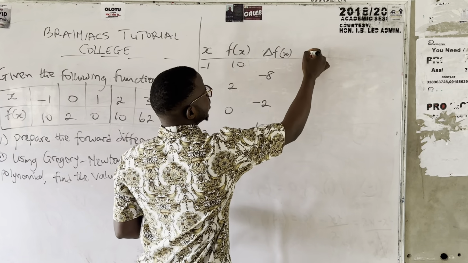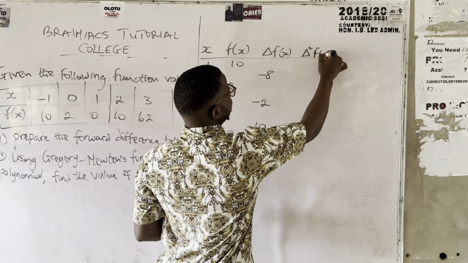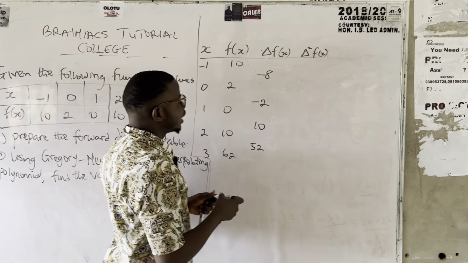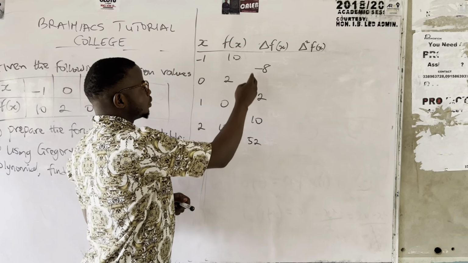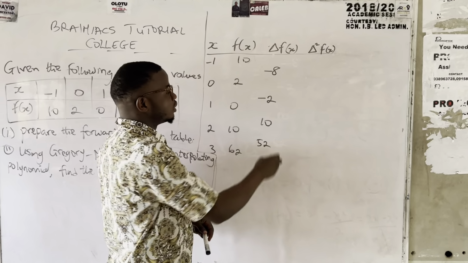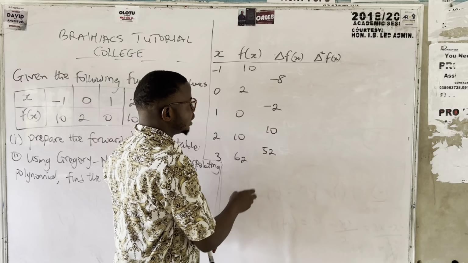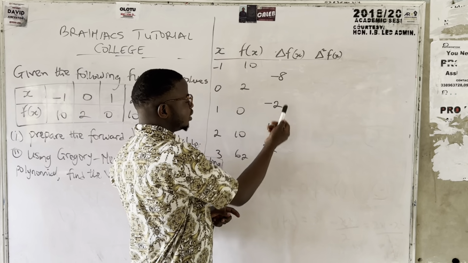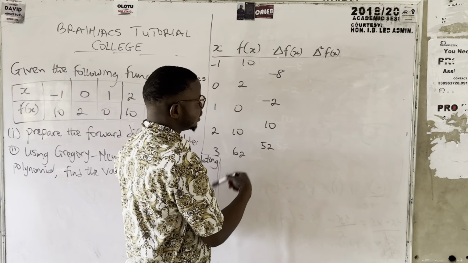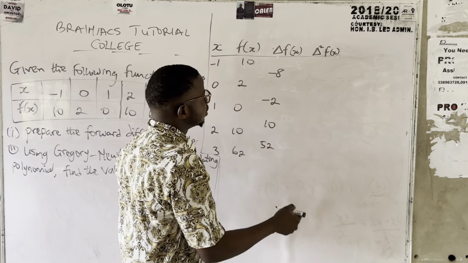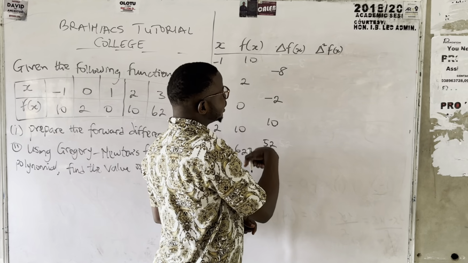So the next one will be delta square f of x. We can only stop here after finding the first difference if all the values are the same thing. If all the values that we have here are the same after taking the difference, then we can stop there. But taking a look at all the values that we have here after the first difference, they are not the same value. So now the next thing is to obtain the second difference.